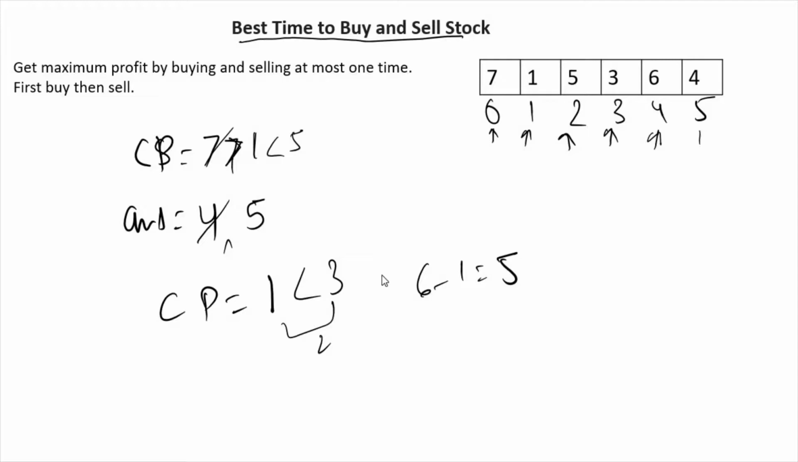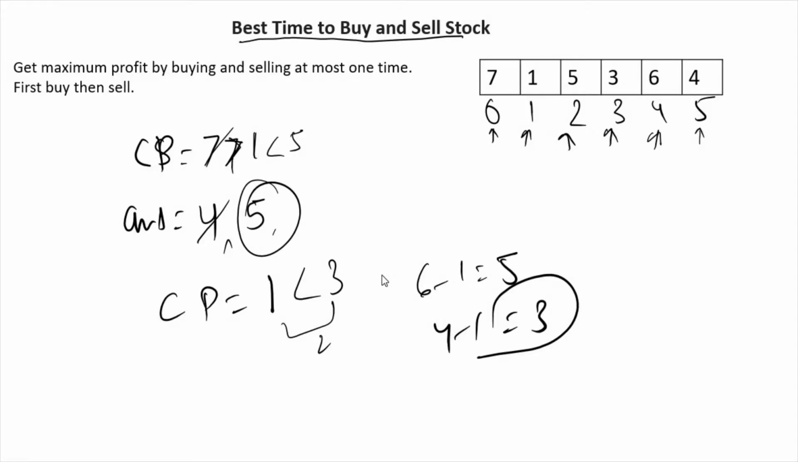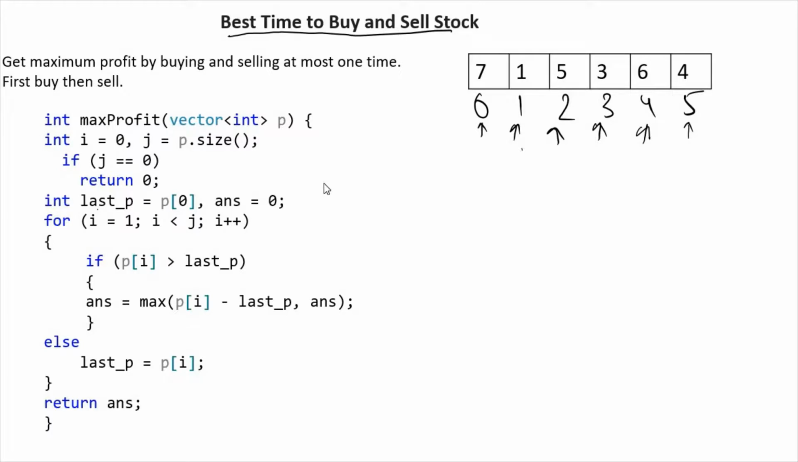And let's move to the next, the fifth index. The price is 4, so we can make 4 minus 1 equal to 3 profit, but we already have 5 as an answer, so this will be our answer. Now let's see the code. This is a method which returns the maximum profit, and takes as input an array, which is the price of the stocks for each day, like this is P, we can say. Let's go through the code.